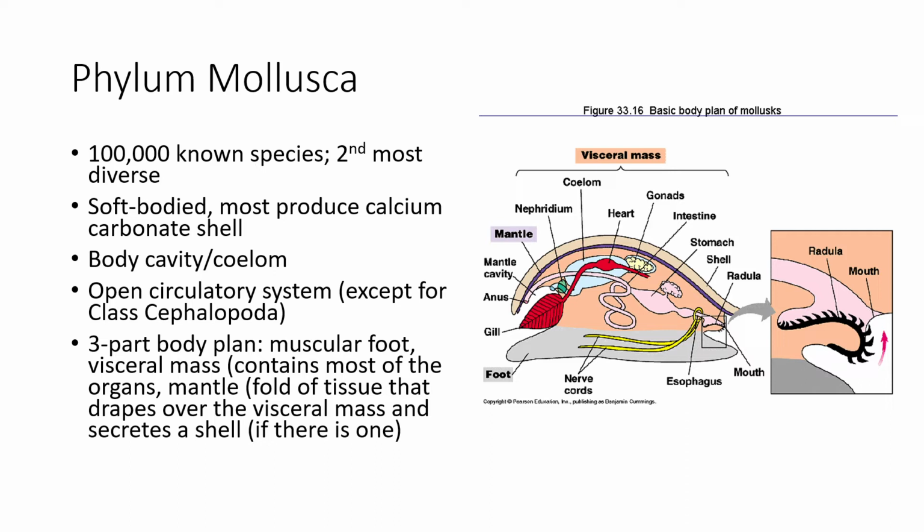Where's the third one? Hold on. Oh, yeah, there it is. That's a mistake on the PowerPoint. Muscular foot, the visceral mass, and the mantle. So those are the three. I guess I forgot a bracket there. And you can see that, and most of them, of course, they have a mouth. They have a radula. It's like a scraper almost. For lack of a better word, they're not really teeth, but it scrapes as far as for feeding.